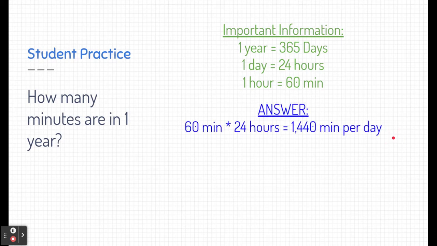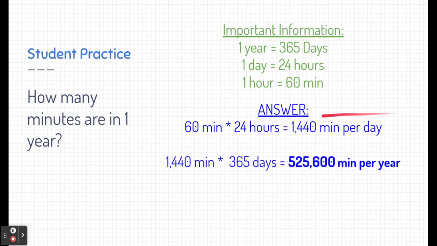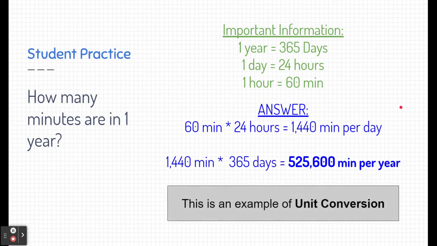First, I would take 60 minutes, because I know there are 60 minutes in 1 hour. And I know that there are 24 hours in a day, so if I multiply the two, I'm going to figure out how many minutes there are per day. Next, I'm going to take that answer, 1,440 minutes, and multiply it by how many days there are in 1 year. And that's going to give me my answer, 525,600 minutes. Isn't that a song? Well, this is an example of unit conversions and what we're going to need to do.